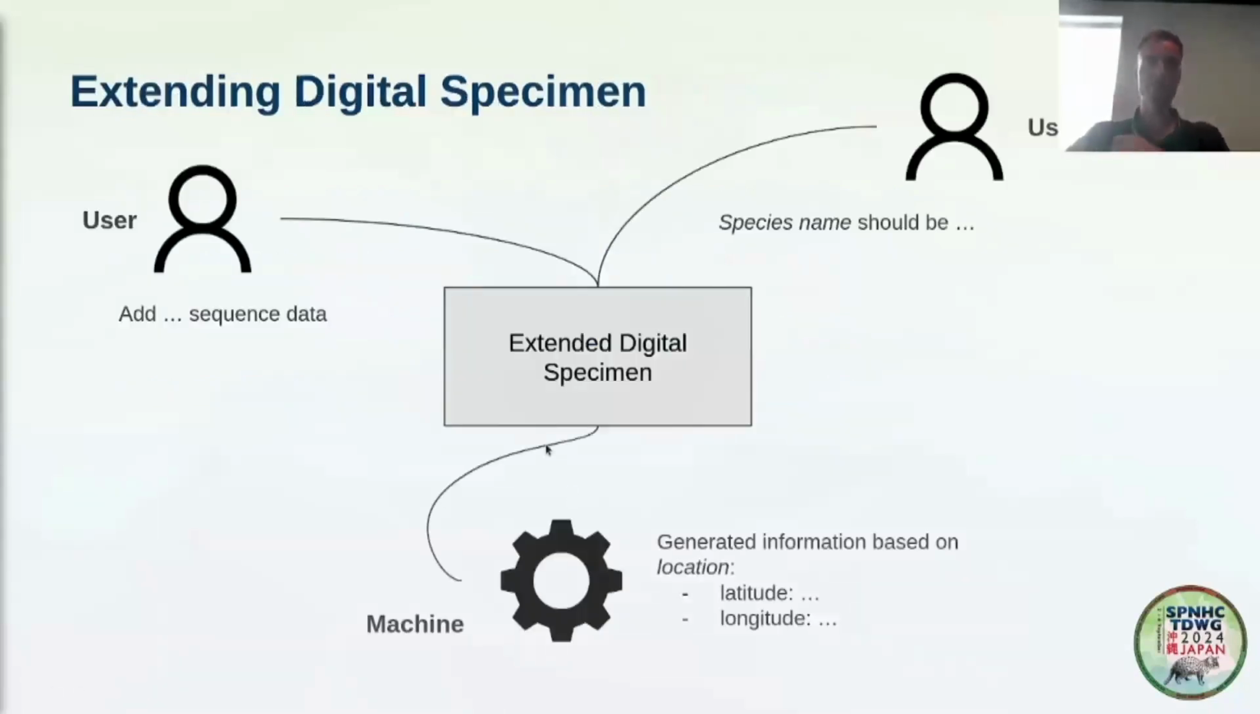So, extending digital specimens. With the annotations, the main goal is to work towards a benchmark for extending digital specimens. We want to provide the tools, but also the data necessary to make extensions possible. And this can be anything. For example, a user that wants to add sequence data to digital specimens, or thinks the species name should be corrected. But it can also be a machine that plays a role in providing automatic detection of new values, for example coordinates based on a given location. And all this new information helps create the extended digital specimen.